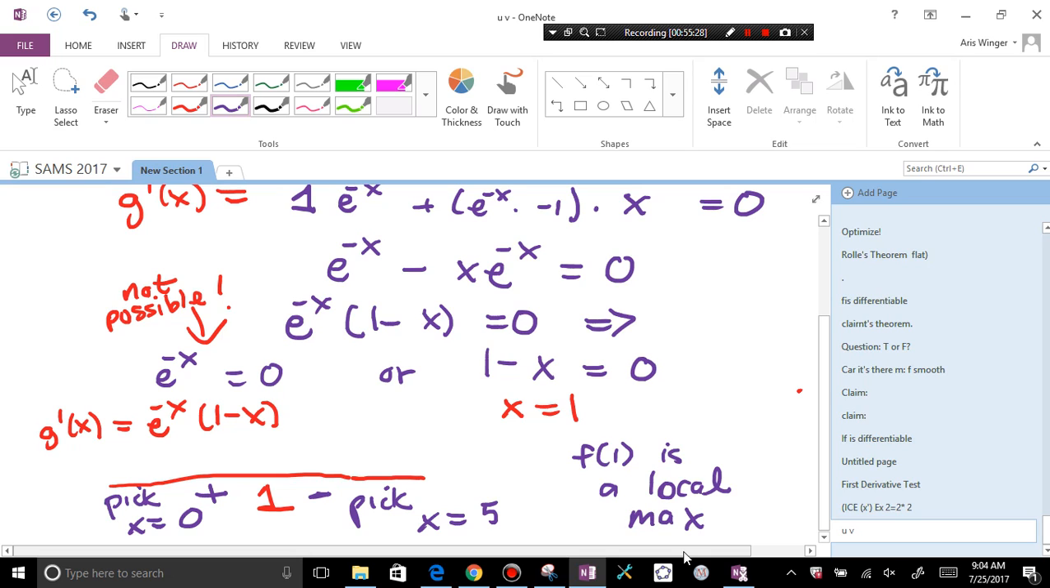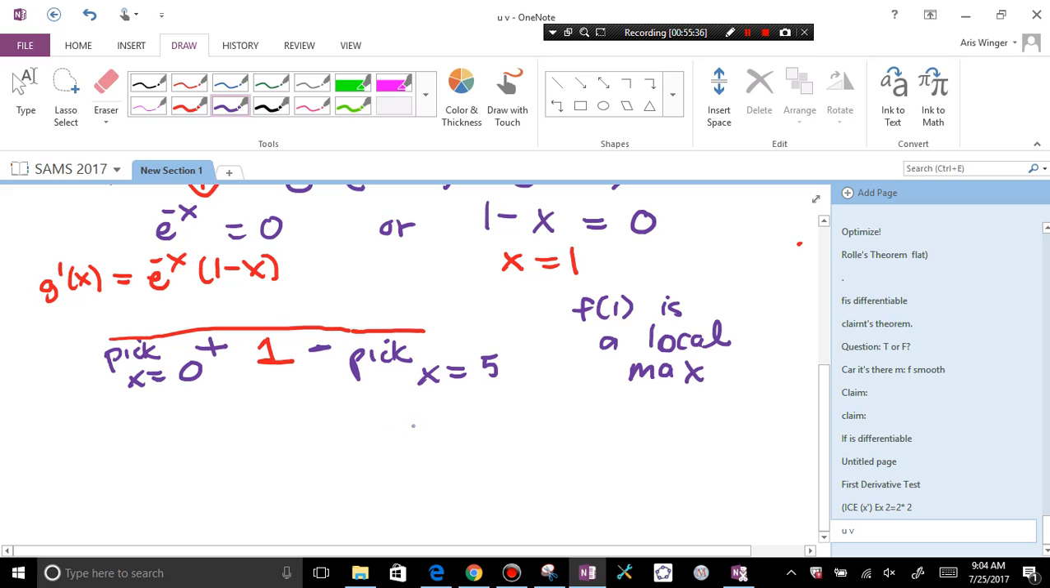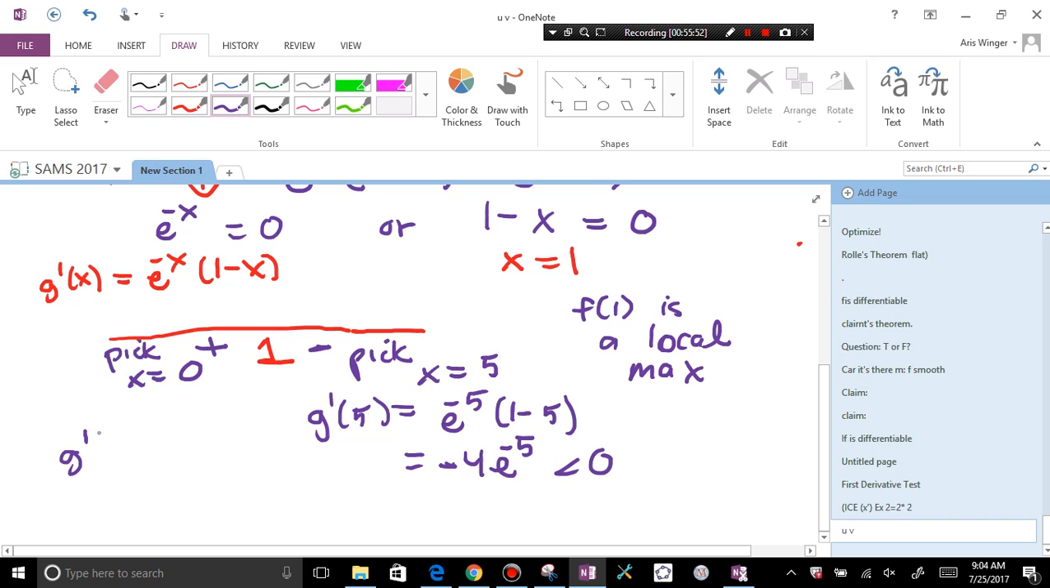This is what's going to happen eventually. I'm going to say pick values, put it into the derivative, and I'm not going to do it, right? So I'll do it this time. g prime of 5 is equal to e to the minus 5 times 1 minus 5. That's minus 4 e to the minus 5. I don't care about e to the minus 5. I just know that it's positive, and so minus 4 times that is negative. g prime of 0 is a beautiful 1. It's e to the minus 0 times 1 minus 0. That's 1 times 1, which is 1, which is positive.